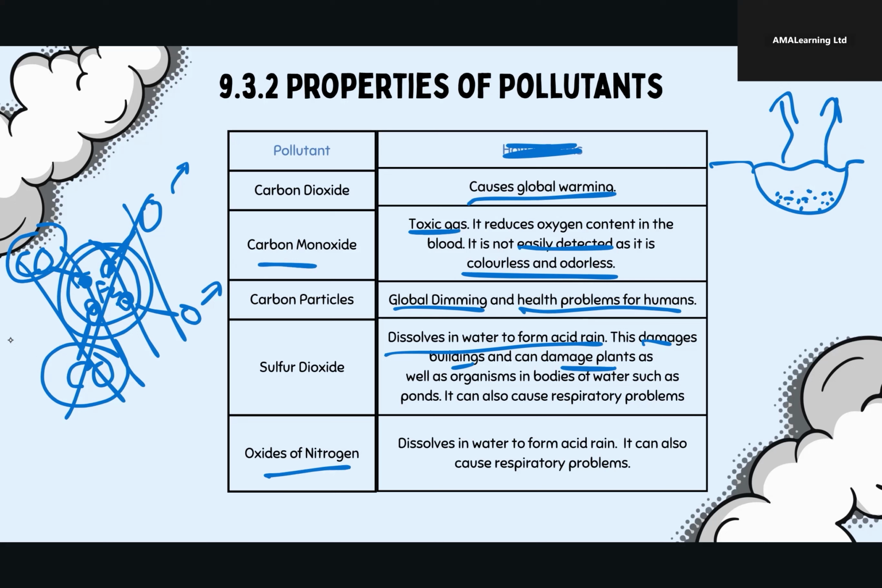And oxides of nitrogen dissolve in water to form acid rain. It can also cause respiratory issues, just like sulfur dioxide.